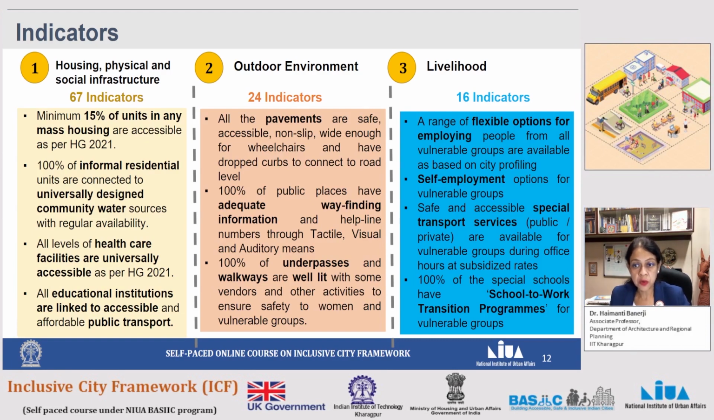The second sector on outdoor environment highlights availability of accessible footpaths, wayfinding measures in public places, visual as well as auditory, illumination level, safety. The third sector on livelihood stresses upon availability of a range of flexible options for employing people from all vulnerable groups. Availability of special schemes like school to work transition programs for vulnerable groups. This school to work transition program has been quite successful in Singapore.